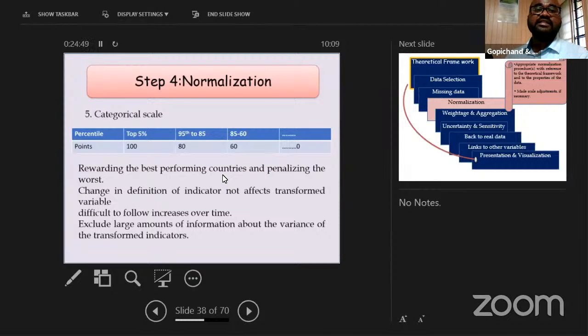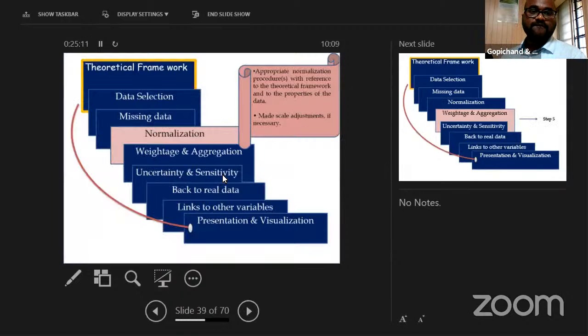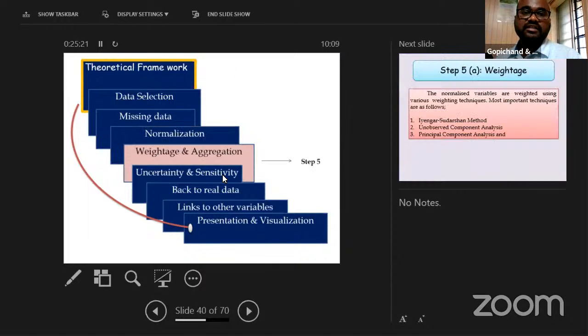Categorical scale. In this, all the data is kept on a percentile basis. The top 5 percentile is given 100, and so on. The whole data, indicator-wise, we will convert to percentiles. At the end of the normalization, we should select the appropriate normalization method, and scale adjustments are done if necessary.